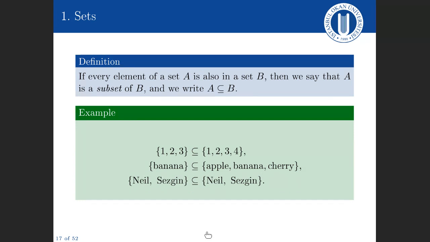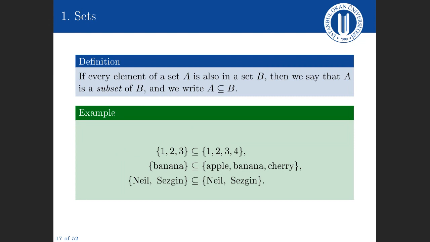If every element of a set A is also in a set B, then we can say that A is a subset of B. And we have a symbol to write this. A is a subset of B. For example, the number 1 is in the right-hand set, number 2 is in the right-hand set, and the number 3 is in the right-hand set. We can say that the set containing 1, 2, and 3 is a subset of the set containing 1, 2, 3, and 4.